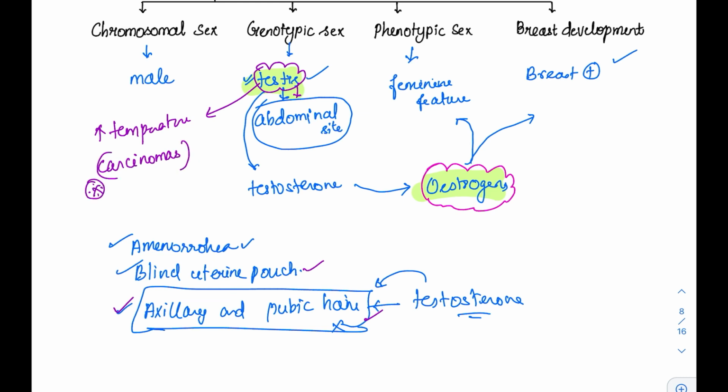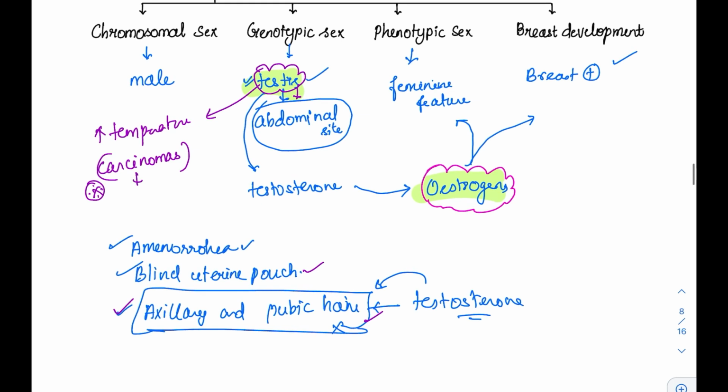That's why we constantly advise them, we always have to check a USG abdomen and look for the testicular position. And if it is in the abdomen, then we have to go for gonadectomy. Because as such, this person does not need testosterone at all. If needed, other hormonal therapies can be supplemented. So gonadectomy is the treatment for it. So this is all about the different types of disorders of sexual development.